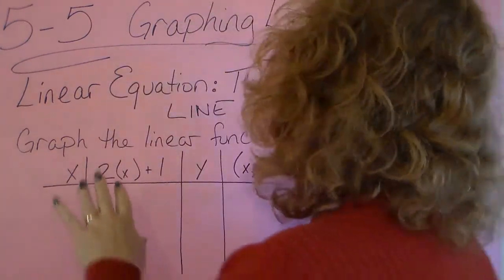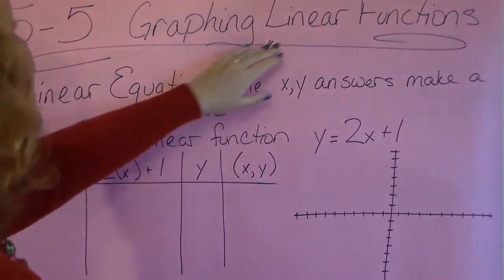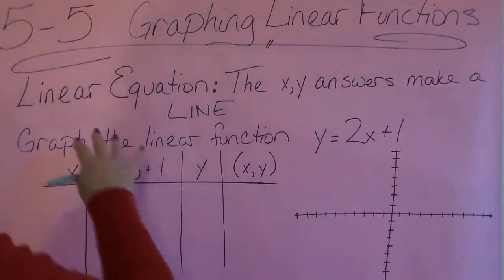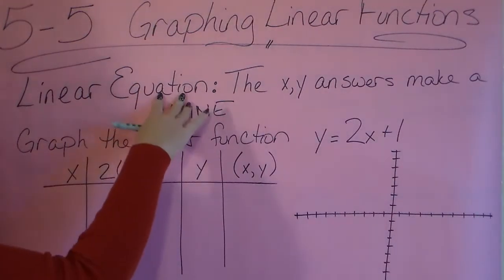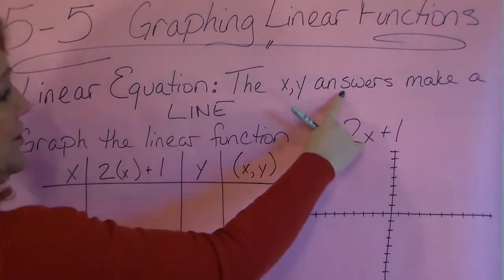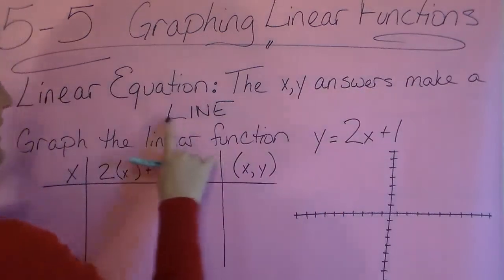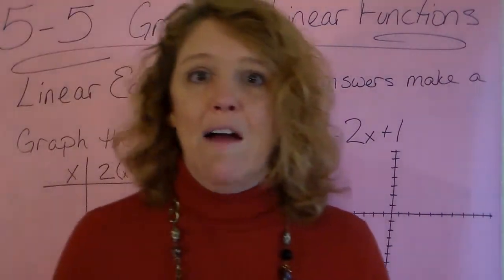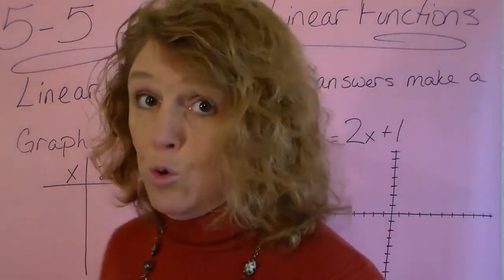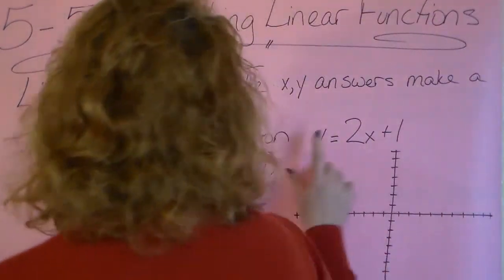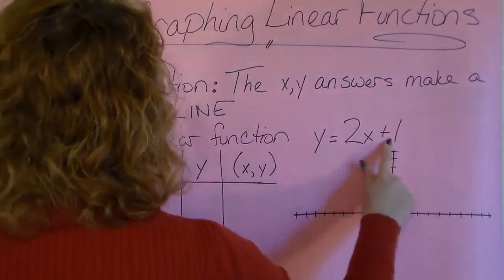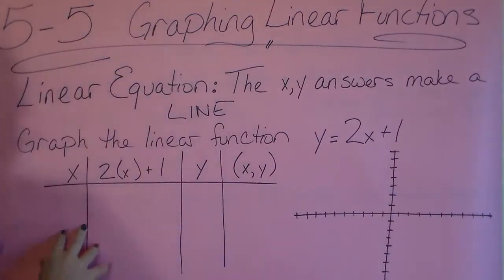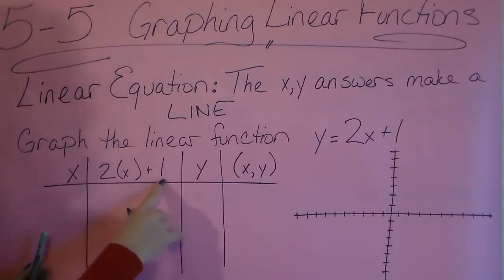The word linear means line. They make a line. So a linear equation is an equation where the answers for x and y make a line. So our job is to learn how to graph the linear function. Now that we have rules and we can work with our rules, we're going to work with the rule 2x plus 1. So here we've got our function table with our rule 2x plus 1.